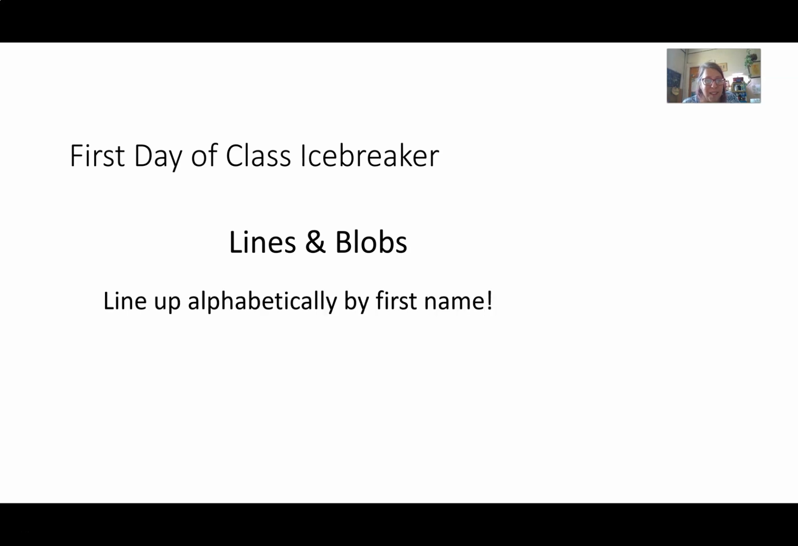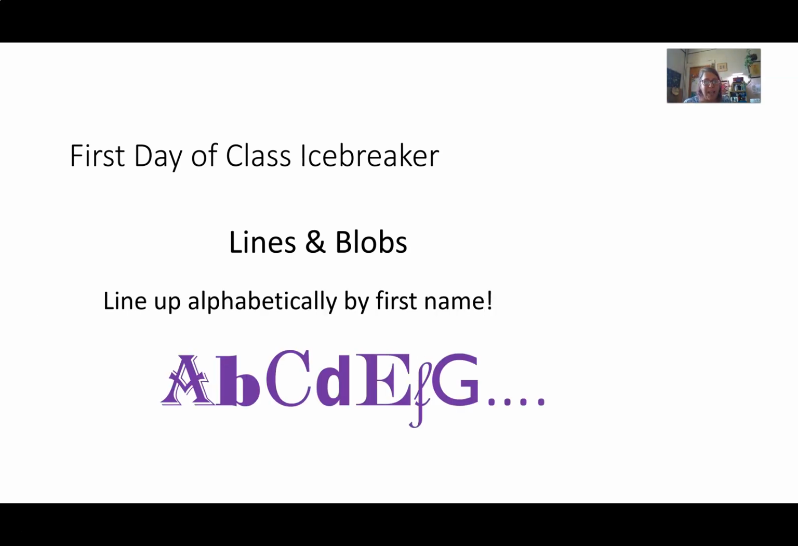So, first day of class, icebreaker. This is a great one that I play every semester on the first day of class, called Lines and Blobs. Line up alphabetically by first name. And that's all I tell my students. All I say is A is here and Z is over there, line up. And they help each other and they figure it out. And they get some amazing collaboration going just by lining up alphabetically by first name.